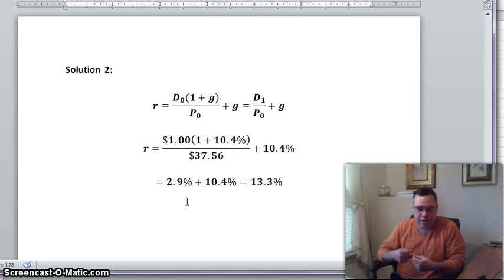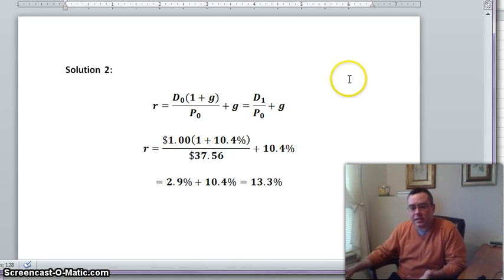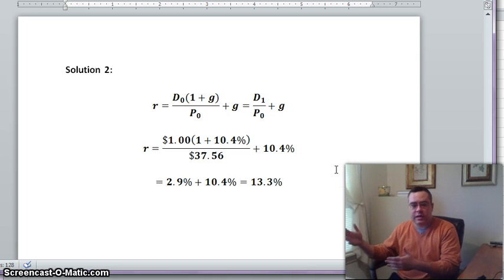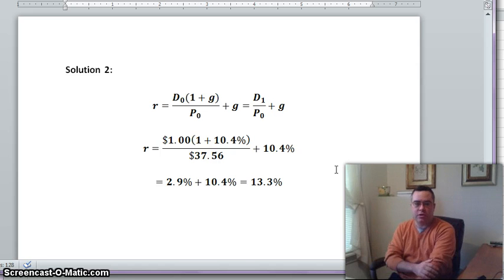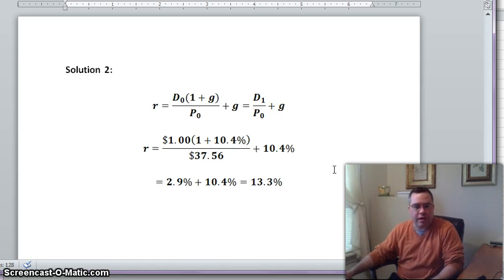So based on the income you're receiving, you're getting 2.9 cents on the dollar of what you pay. But you're also going to get 10.4% capital gains, we would assume, over the long run. If dividends are growing at 10.4, we would expect the stock price to grow at 10.4. And so in total, you're going to get 13.3%. That's basically it. Those are your two problems you'll have to do out of this chapter.